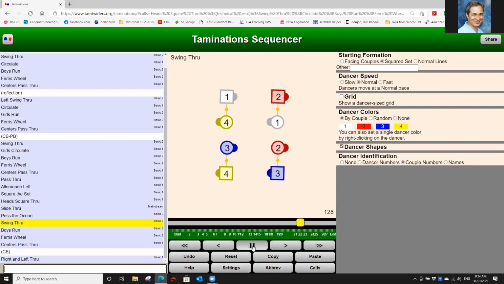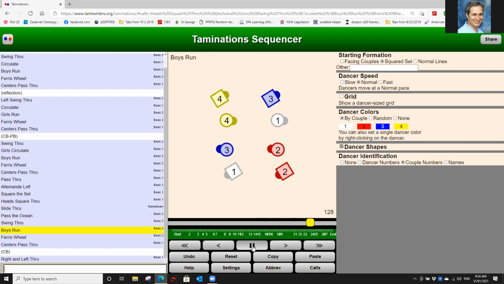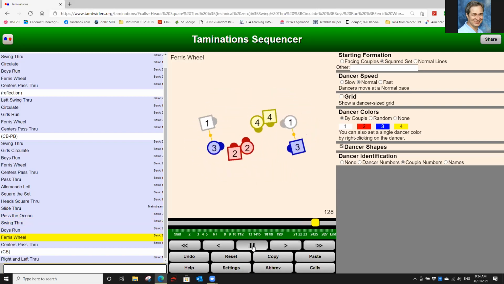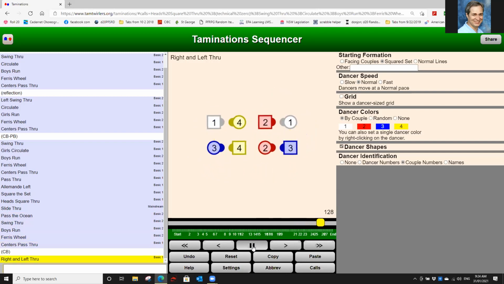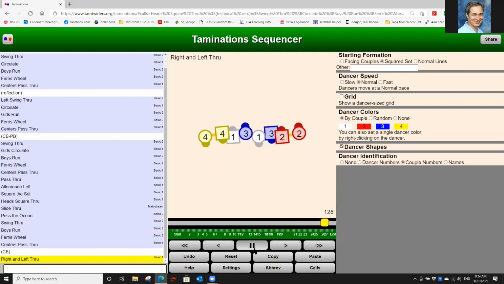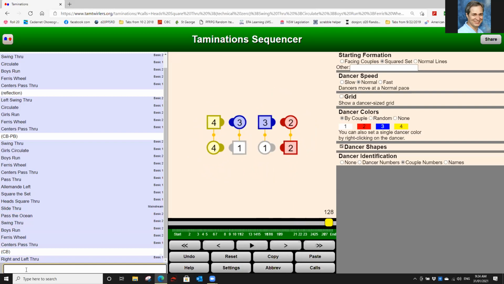So swing through from here, boys run, Ferris wheel, centers pass through. This is our corner box out of sequence. So to restore the sequence, we can use a right and left through or an equivalent. And then we're back to the corner box. So does that help, Helen?